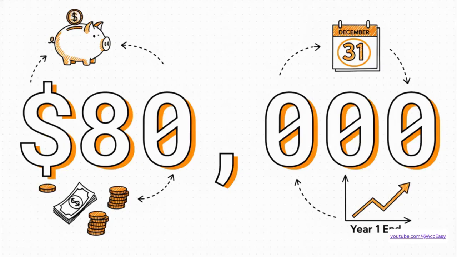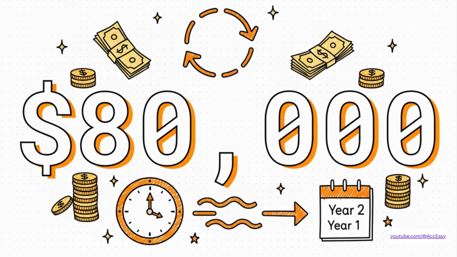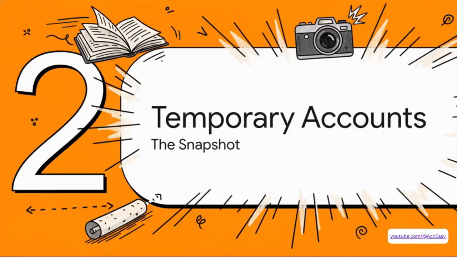Let's make this super concrete with a simple example. Imagine your business finishes year one with, say, $80,000 in the bank. That's your cash balance on the very last day of the year, December 31st. Now, because your cash account is a permanent one, what happens when the clock strikes midnight and we flip into year two? Nothing. That $80,000 just rolls right over. You start the new year with the exact same amount. The story just picks up right where it left off. Pretty simple, right?